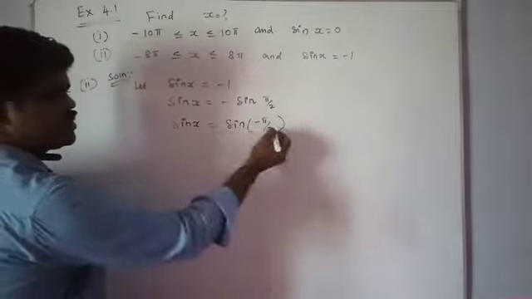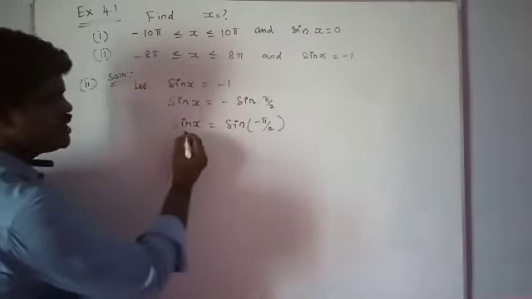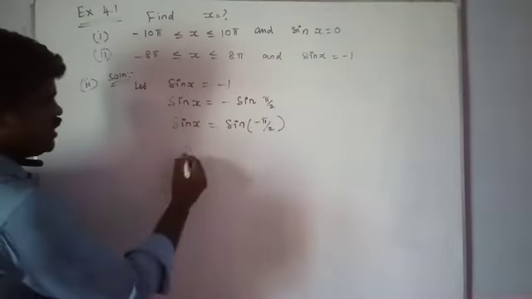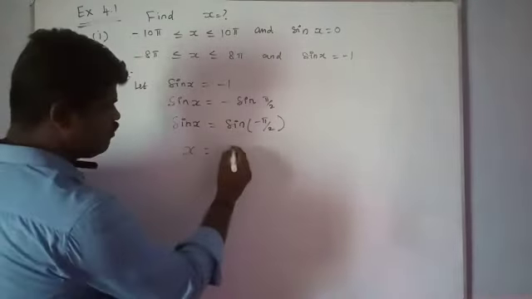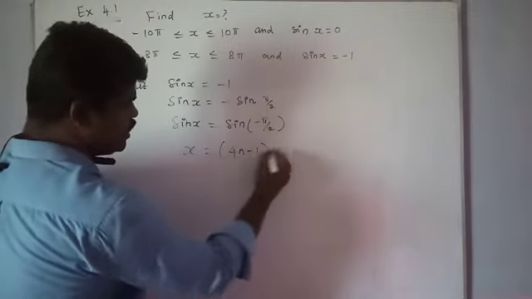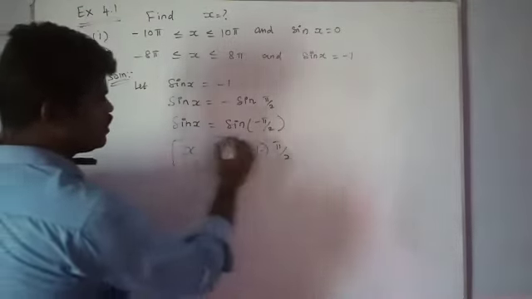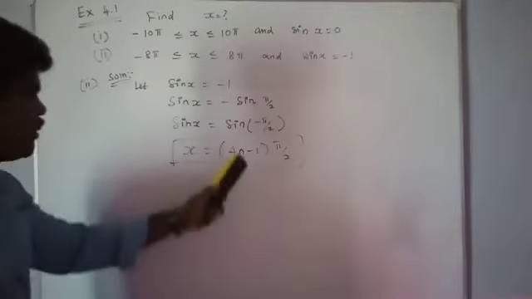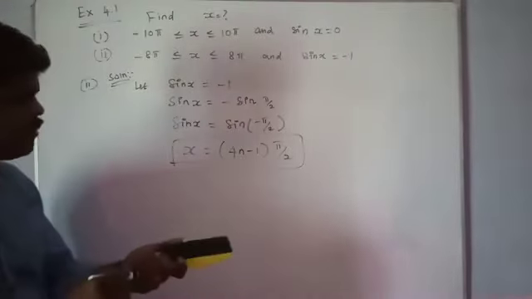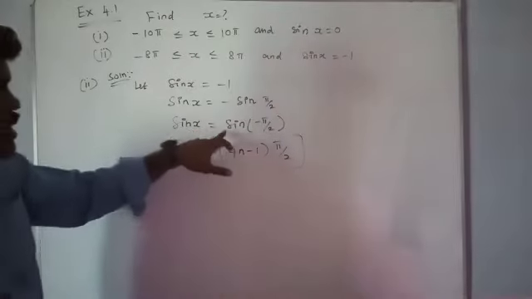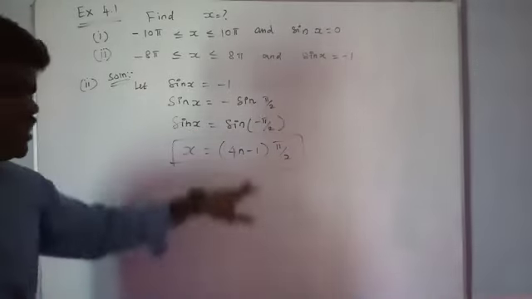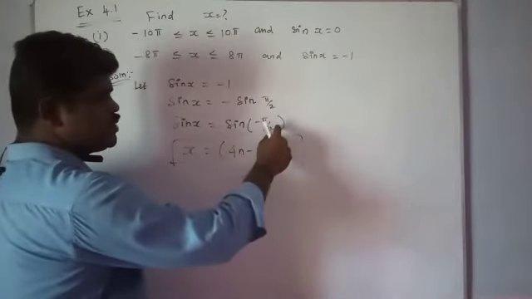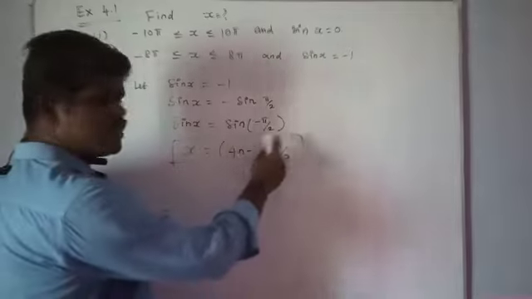Here, sin x equal to sine of minus pi by 2 means what? We want to know the general form: 4n minus 1 into pi by 2. This is the general form of sin x equal to sine of minus pi by 2. You memorize this value, this is a very important result.